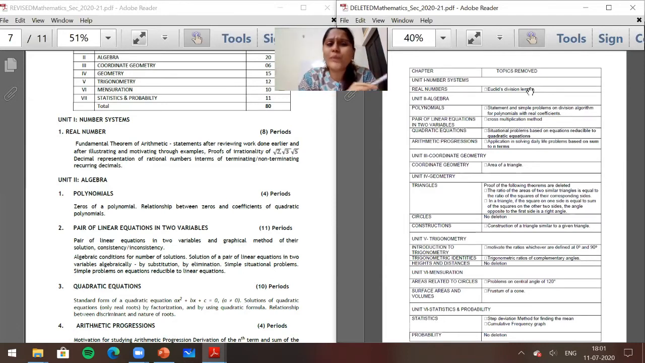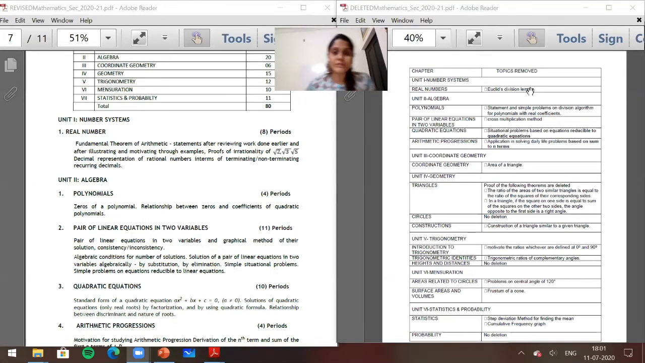What is remaining is very easy and very meager topics. Entire 50% of this chapter is deleted. What is remaining is the fundamental theorem of arithmetic. Now this is quite an easy topic. You just have to see the prime factorization in terms of 2 power and 5 power. That's the fundamental theorem of arithmetic. Statements and work done earlier, and proofs of irrationality, that is root 2, root 5. Prove that root 2 is an irrational number. Prove that root 3 is an irrational number. Those topics are remaining. Again, decimal representation of rationals in terms of terminating, non-terminating, recurring decimals.